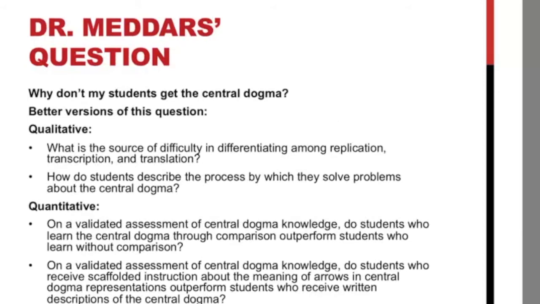So let's look at Dr. Metters' question and really think about how we could refine what she's interested in to a really good research question.